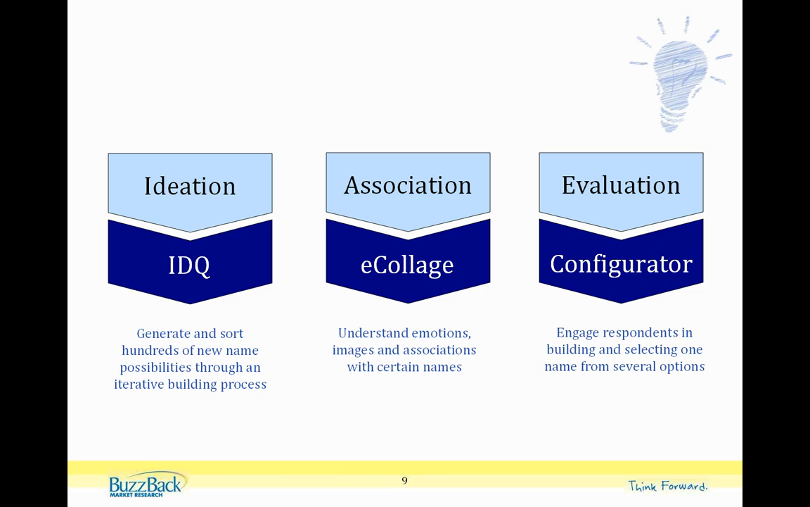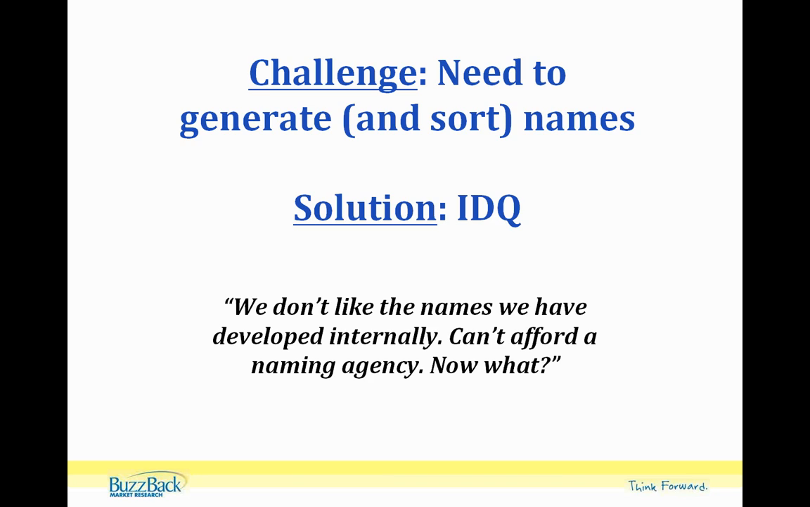So what I'm going to do today is walk through 3 different tools that we have that can help you address your needs at the different stages when you're trying to name your products and brands. The first one is a tool that we call IDQ. It's a proprietary tool that we developed, and it really is meant to address early stages when you're trying to generate as many names as you can.